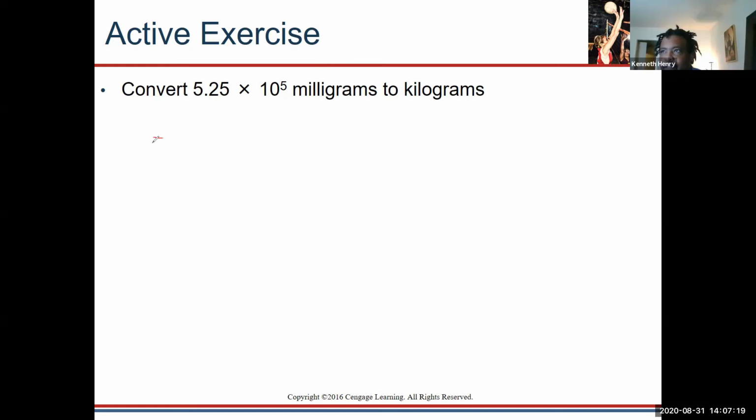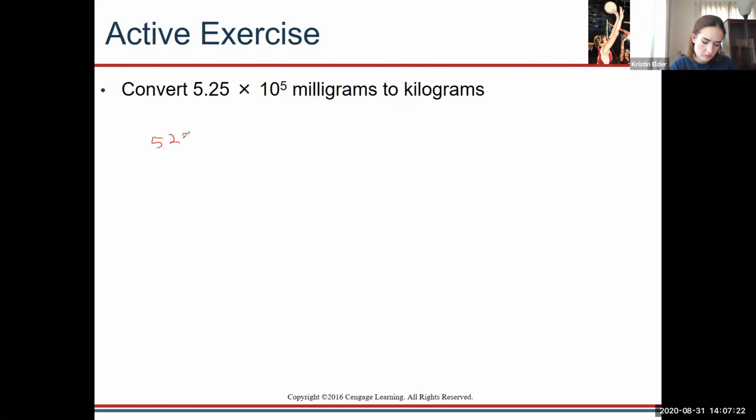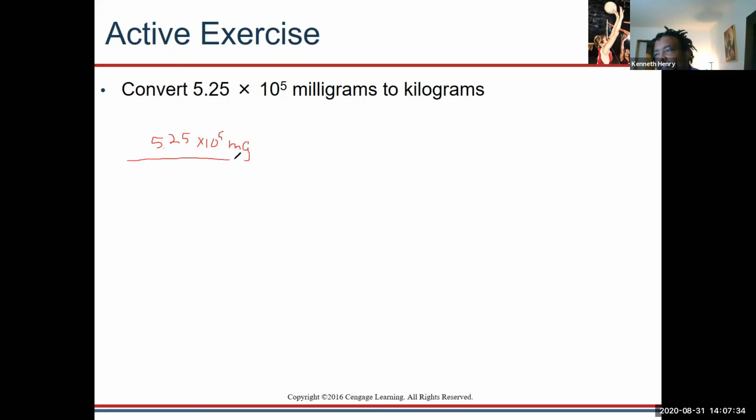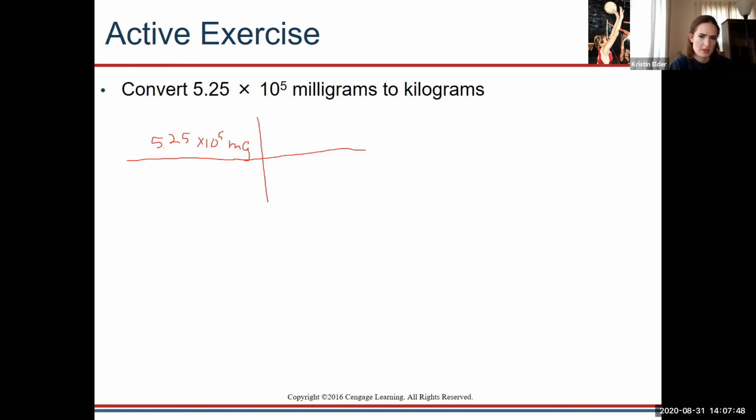So let's go. It's 5.25 times 10 to the 5 little m g. Okay. So which conversion factor am I going to use? How many milligrams are in a kilogram? Is there anything that I can go in between that? Grams. So how many milligrams are in a gram?